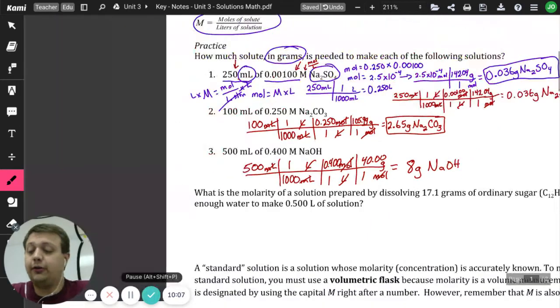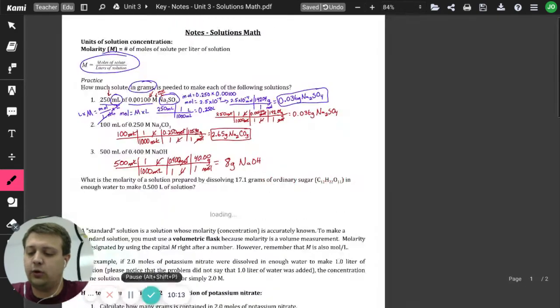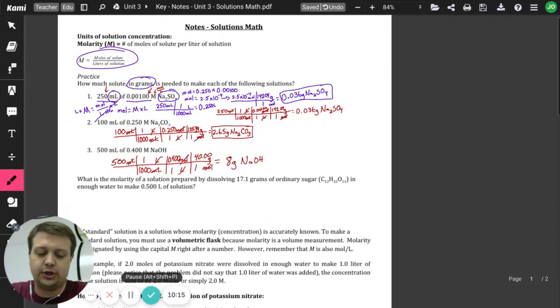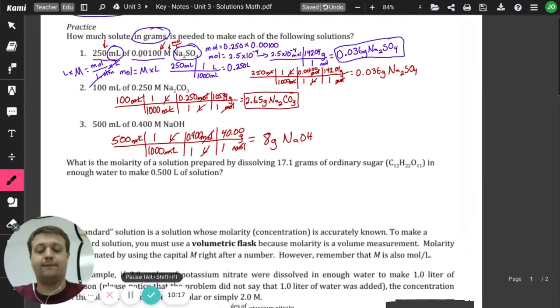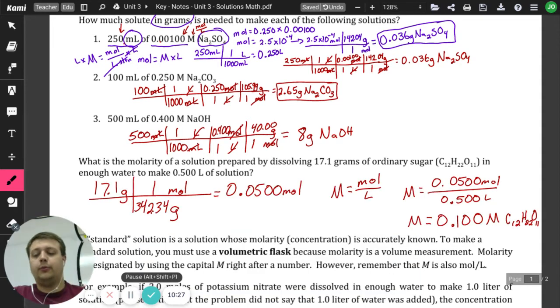Now, another thing that they could do is actually give you a word problem. So it says, what is the molarity of a solution prepared by dissolving 17.1 grams of ordinary sugar in enough water to make 0.500 liters of solution? So I want y'all to pause your video, work the problem, and then I will go over it real quick with you. All right, so here is what you did to solve the problem.